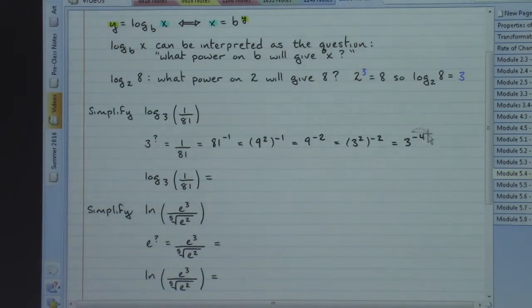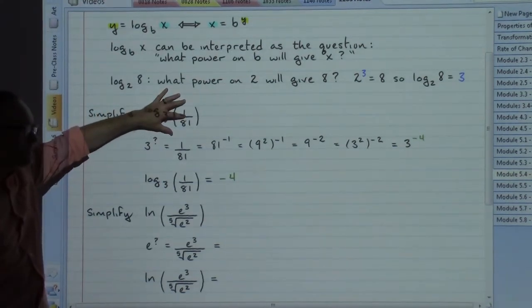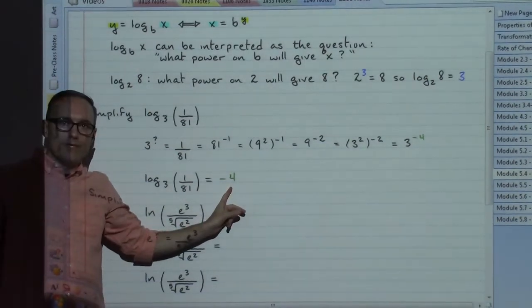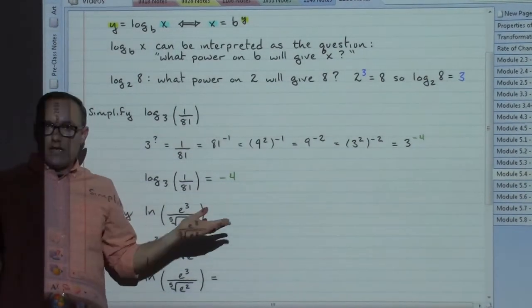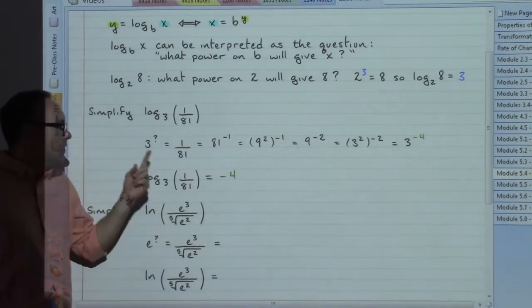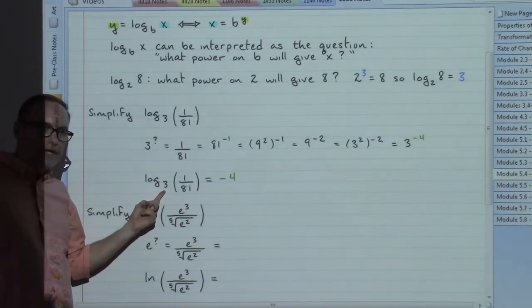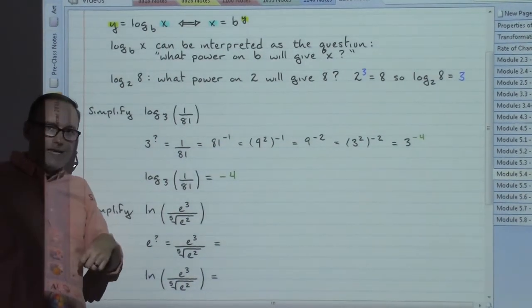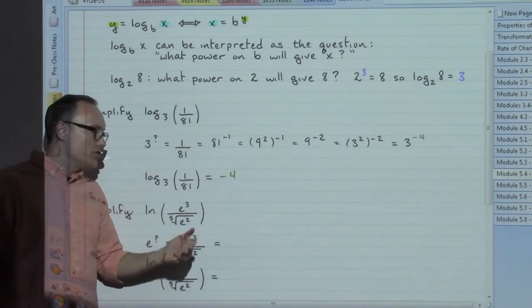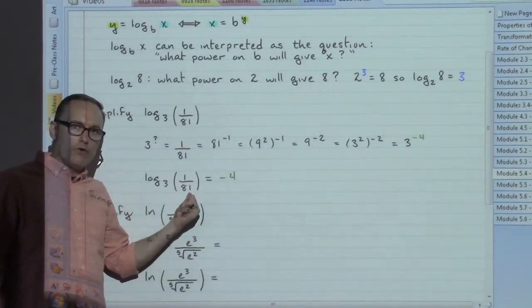So let's throw a little color emphasis on that -4. What power did we need? We needed a power of -4. That's what we've got. This logarithm business is equal to -4. That's it. That's what we needed. What was the power on the 3 that we needed to have that would crunch, crunch, crunch and spit out a 1 over 81?